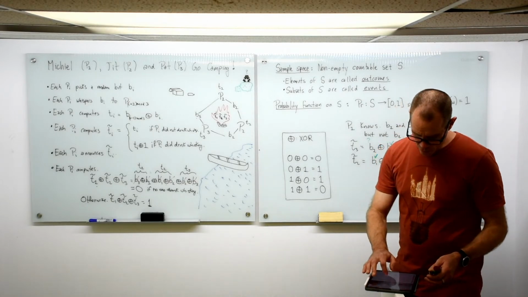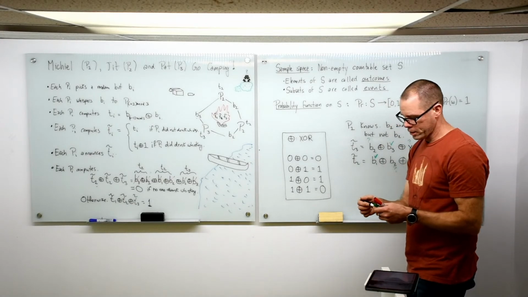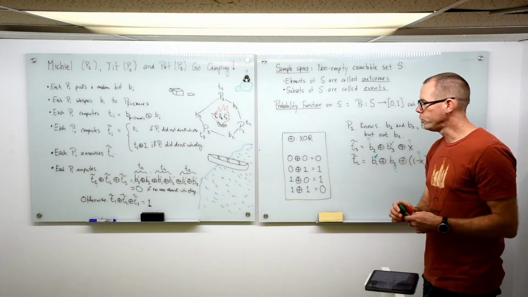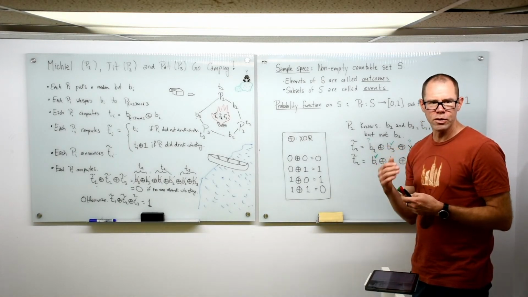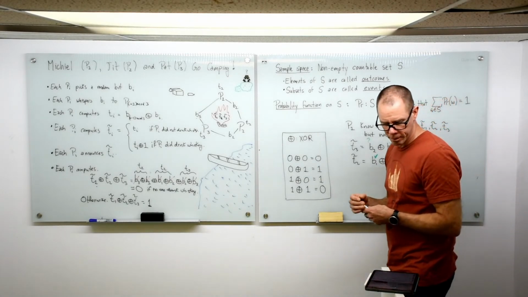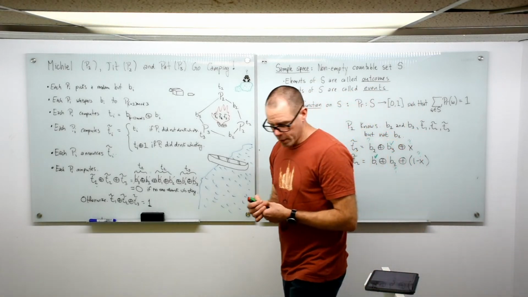Okay. Is XOR associative? Yes, it is. XOR is really nice. I mean, just think of it as addition modulo 2, if you like. Addition has all the nice properties. It's associative in particular, and so therefore XOR is.